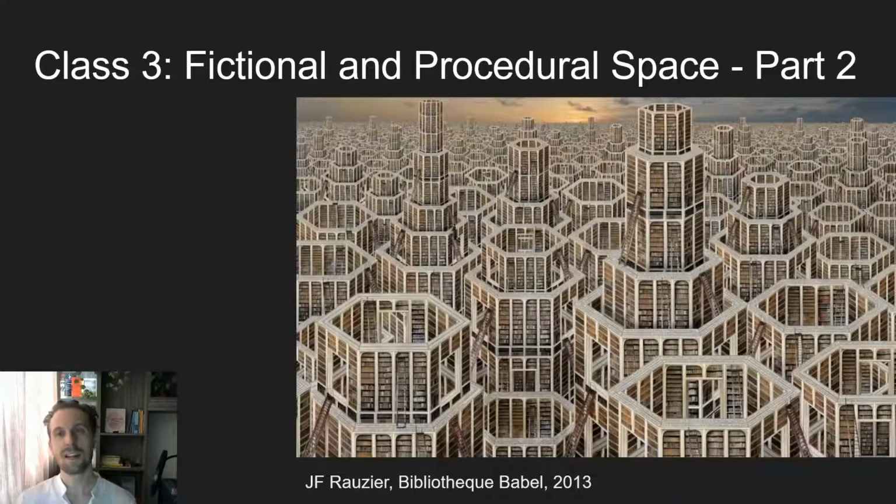Okay, so that's the end of the lecture for today. Hopefully that was a nice short one for you. So that's the second story that we have looked at that talks about fictional and procedural space. And during class this week, I want us to think a little bit more about how we can use repetition, multiplication, and duplication as a creative tool.